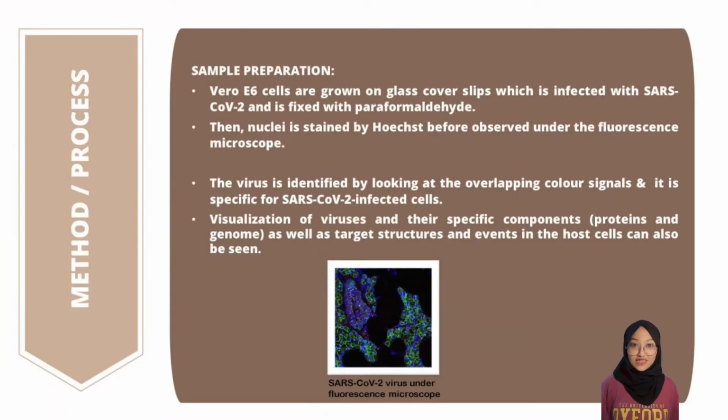For the method and process, the preparation of the sample: first of all, virus-susceptible cells are grown on a glass coverslip, which is infected with SARS-CoV-2 and is fixed with paraformaldehyde. Then, the nuclei is stained by the host before being observed under the fluorescence microscope. The virus is identified by looking at the overlapping color signal, and it is specific for SARS-CoV-2 infected cells. Visualization of virus and their specific components, protein and genome, as well as target structure and events in the host cell can also be seen.